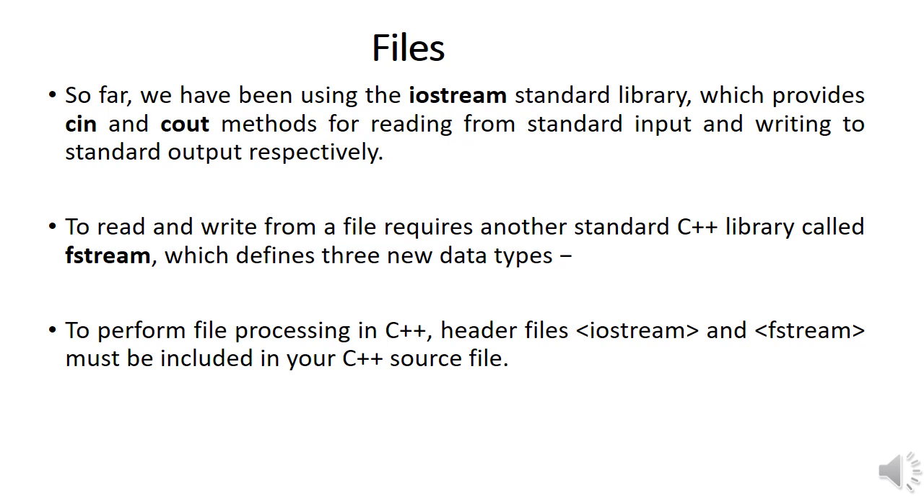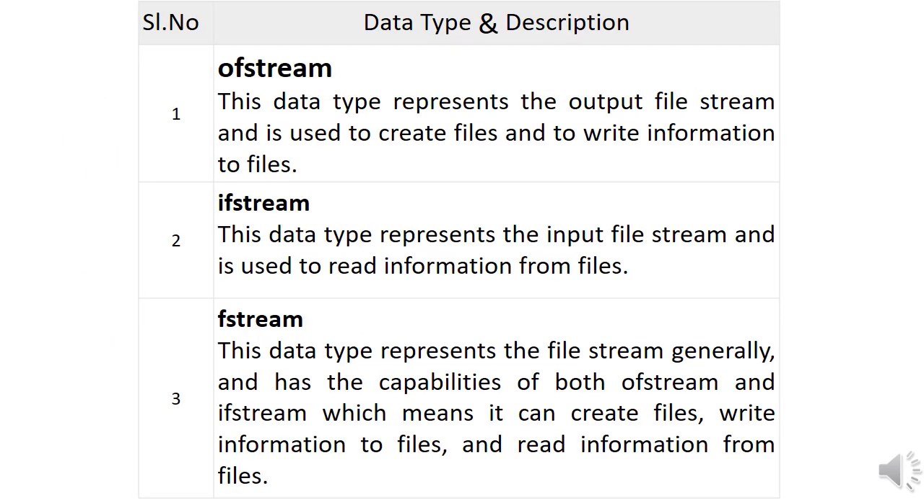For performing file processing operations, you have to include two header files in your C++ program. They are iostream and fstream. The standard C++ library for file operations, fstream, defines three data types. The first one is ofstream, the second one is ifstream, and the third one is fstream.